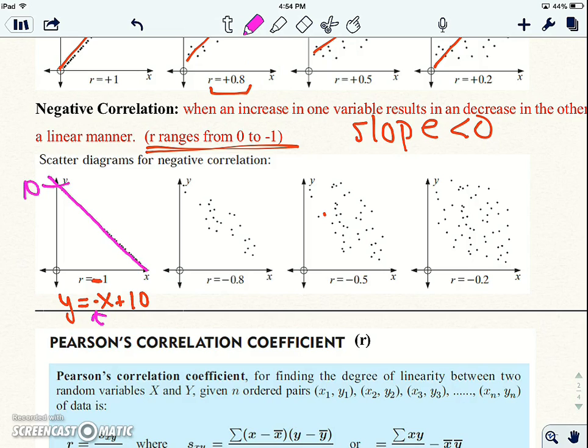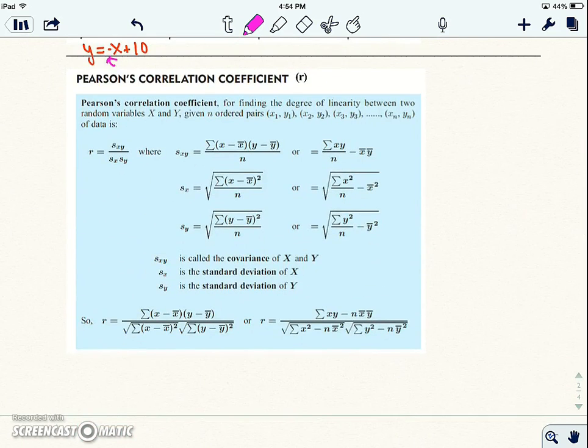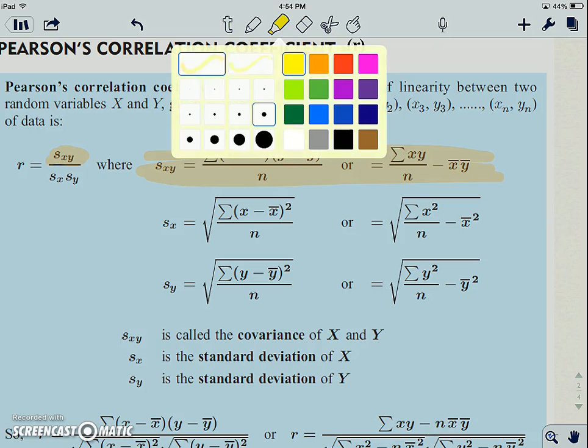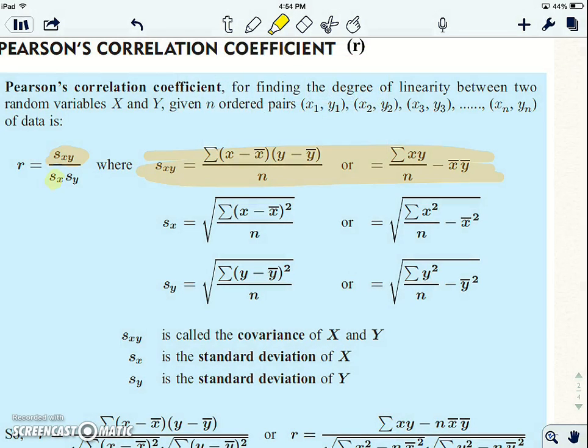Okay. How do you find R? Well, bottom line is we'll use the calculator. But again, being IB, they want me to show you how to do it by hand, so let me show you. R, again called Pearson's correlation coefficient, can be found by S of xy divided by S of x and S of y. And they each have their own little formulas. S of xy, which is called the covariance of x and y, can be found using these two formulas, either or. S of x is the standard deviation of all the x values.